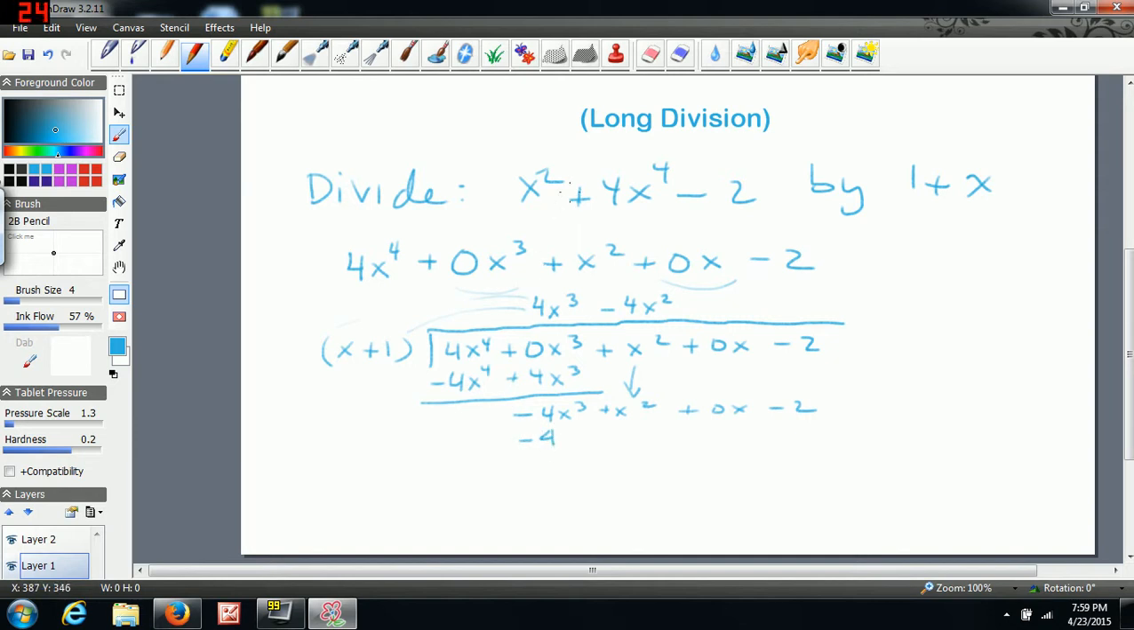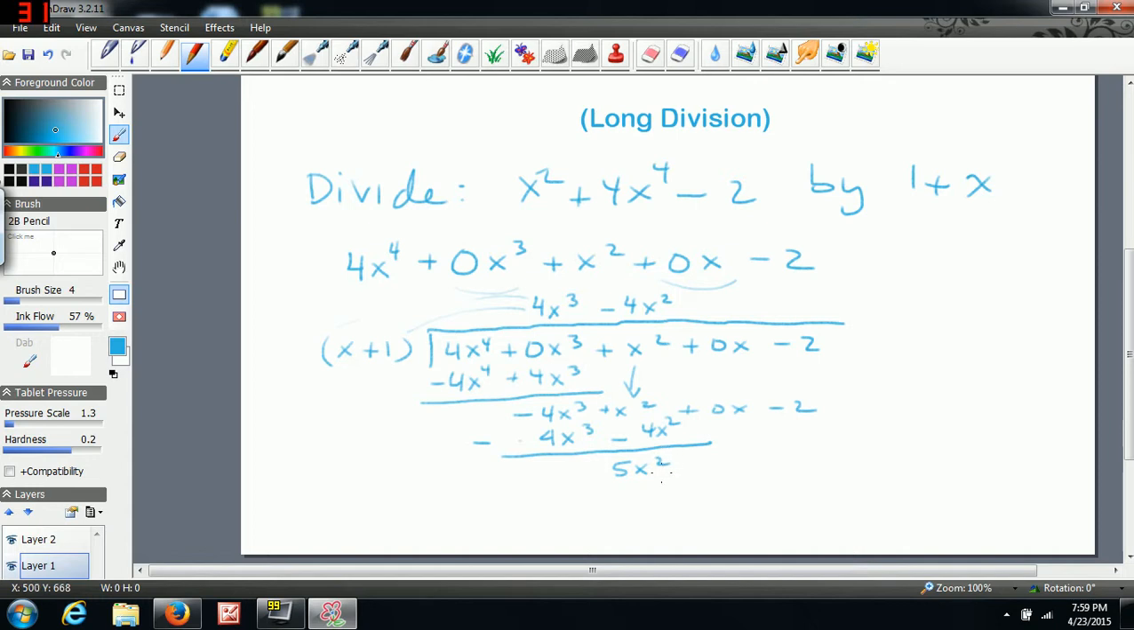So you get negative 4x cubed minus 4x squared, and then you subtract again. So when you subtract these two, you end up with 0. And when you do x squared minus negative 4x squared, you end up with 5x squared.